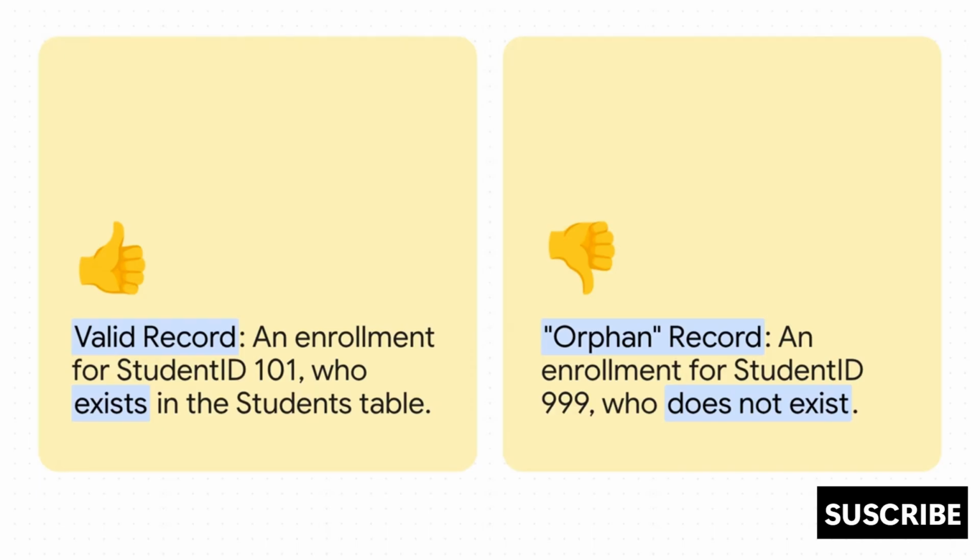This is a big one. Foreign keys enforce a super important rule called referential integrity. Basically, it stops you from creating what we call orphan records. You just can't have an enrollment for student ID 999 if a student 999 doesn't exist in the students table. The database itself will just say, nope, not going to happen.